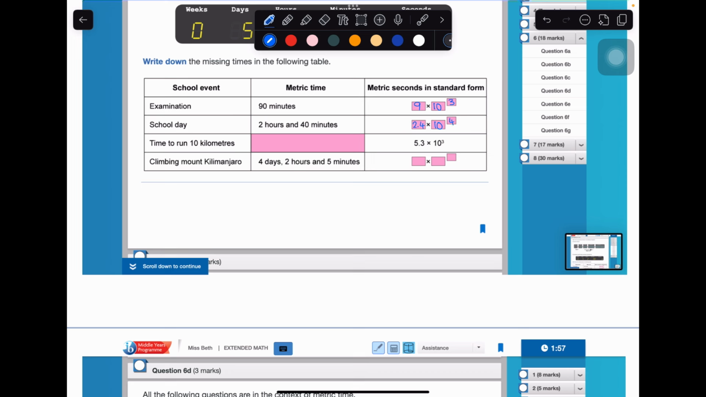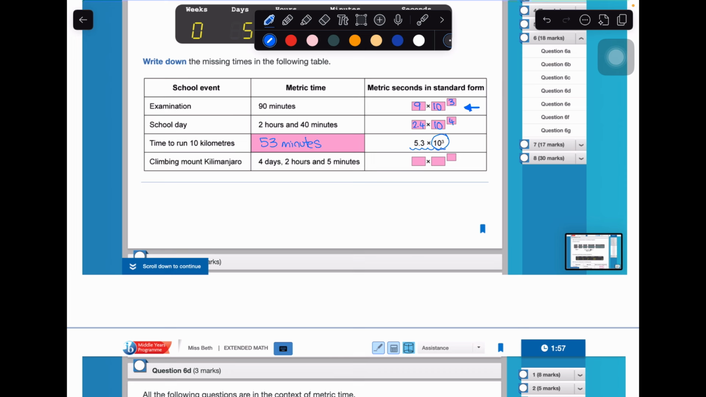Okay, for this next one, we're being told that it's 5.3 times 10 to the power of 3. Now, it kind of helped if you got this first one right here, because you could use that to help you. I would recognize, well, 10 to the power of 3, that's how I notate 90 minutes, so I know that this one must be 53 minutes.